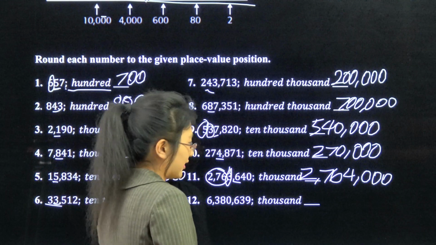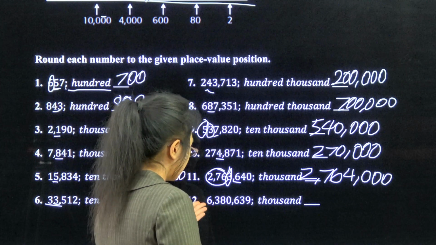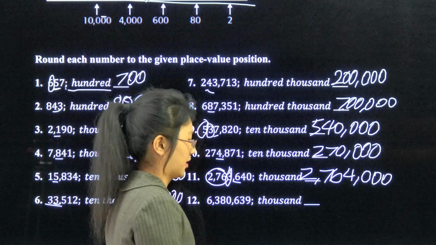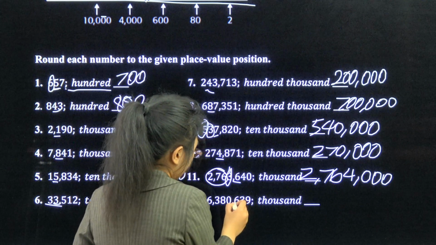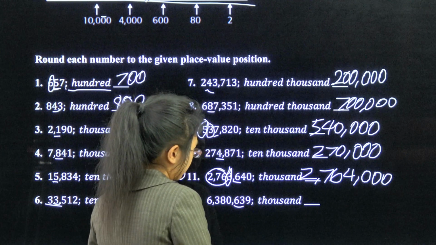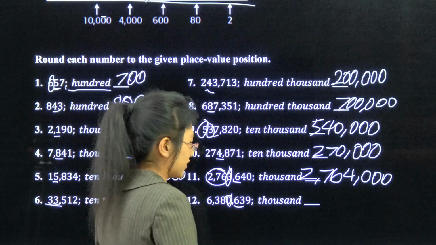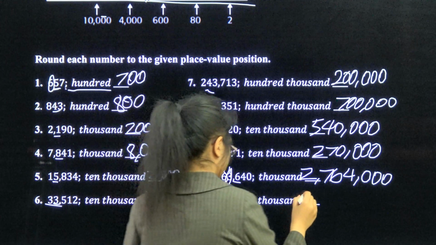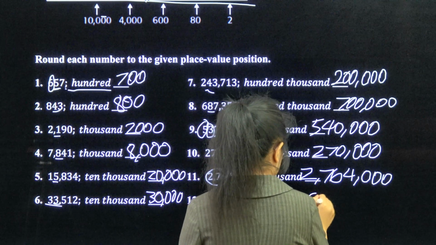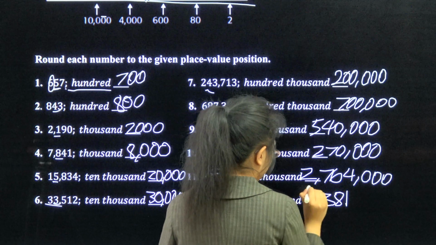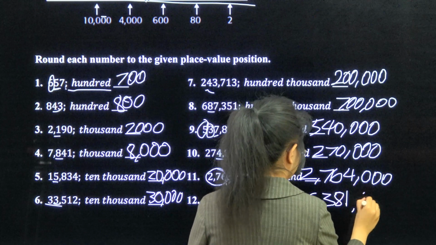Over here, we're still rounding to the thousands place, and the millions place still exists. It's 6 million this time though. So the hundreds place is a 6, which means we'll be rounding up again. And upwards of 0 is 1. Which means that we get 6,381,000.